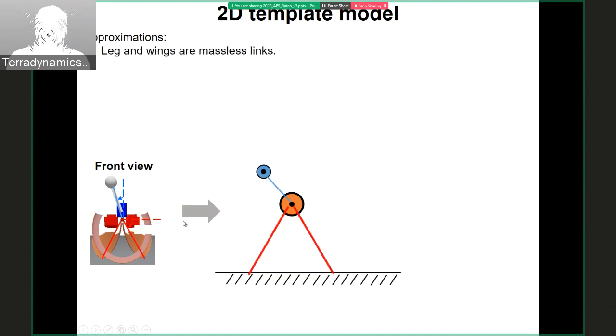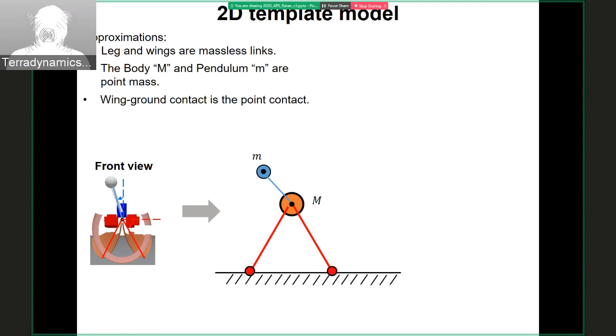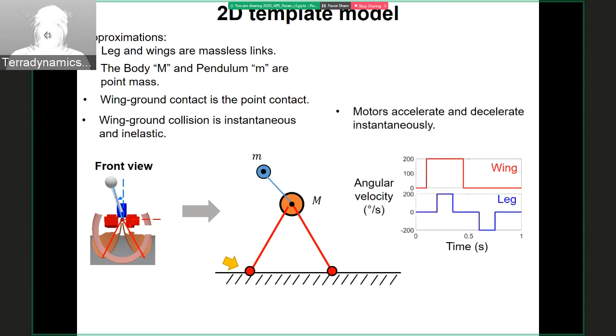Because the mass of the robot is mainly concentrated around the body and pendulum, we approximate the leg and the wings as massless links, and the body and pendulum as point masses. We also approximate wing-ground contact as a point contact. Wings can slide on the ground and rotate around the wingtip. We also approximate the wing-ground collision as instantaneous and inelastic. Finally, we approximate that motors accelerate and decelerate instantaneously.